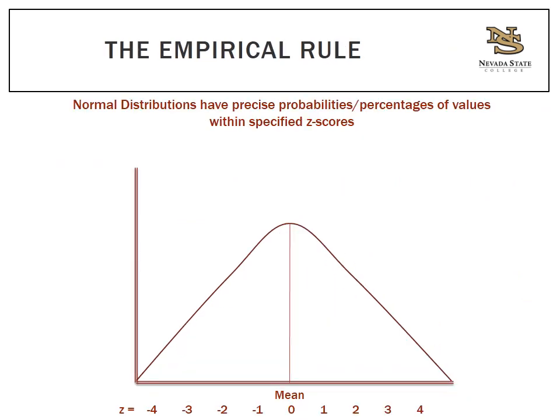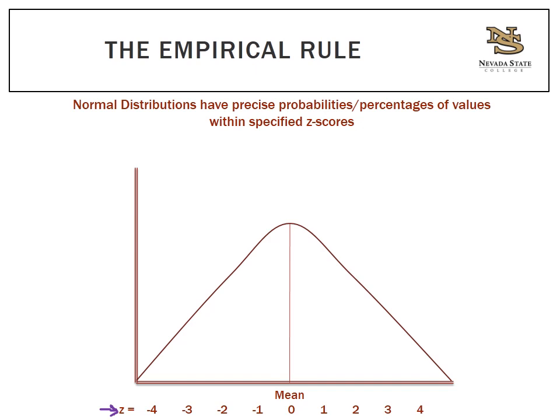Normal distributions have precise probabilities or percentages of values within specified z-scores. So we'll go into these in just a minute, but I want to give you a broad overview of what is going on here before we look at the specific probabilities. You'll notice here, you'll see all those z-scores. Bam. So these precise probabilities or percentages that I'm going to show you are referred to as the empirical rule.